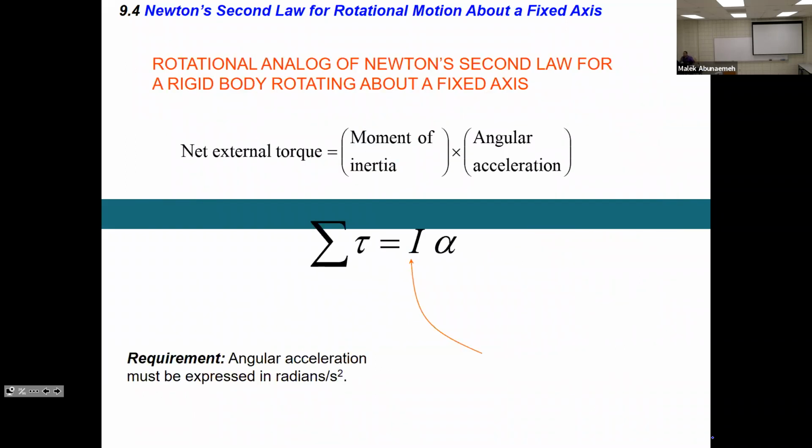So for the rotational analog of Newton's second law for a rigid body rotating about a fixed axis, your net external torque is going to equal the moment of inertia multiplied by your angular acceleration. And again, your moment of inertia is going to equal the summation of m, your mass, multiplied by your radius squared.